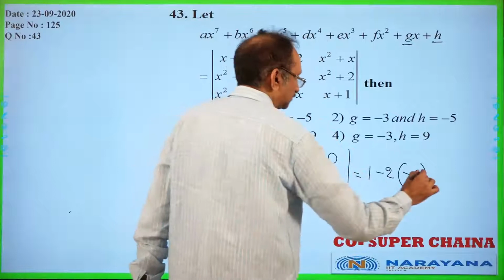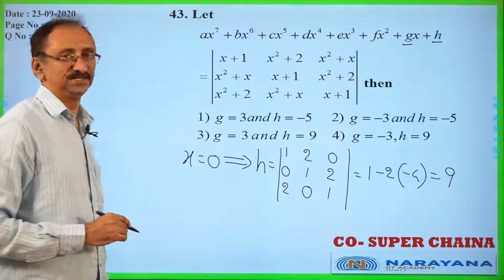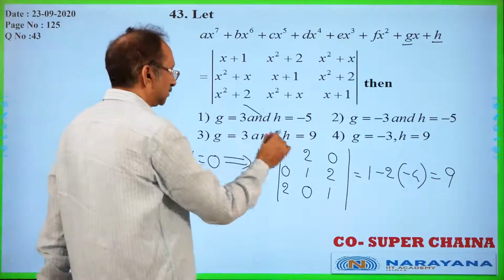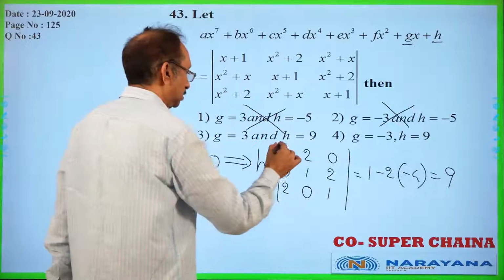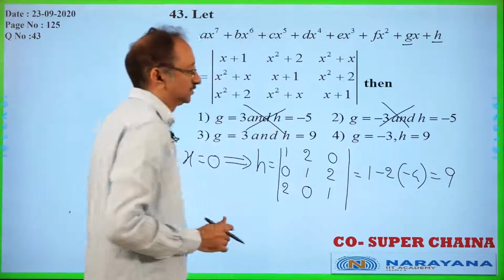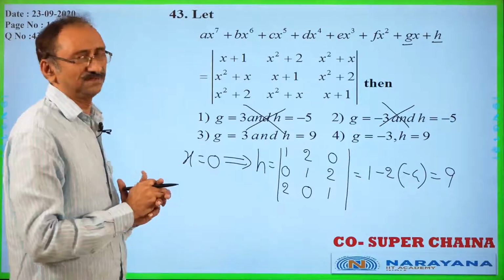So this is 8 plus 1, 9. So the value of h is 9. And therefore this is wrong and this is also wrong. So the answer may be this or this. So I should get the value of g also. Now how to get the value of g?